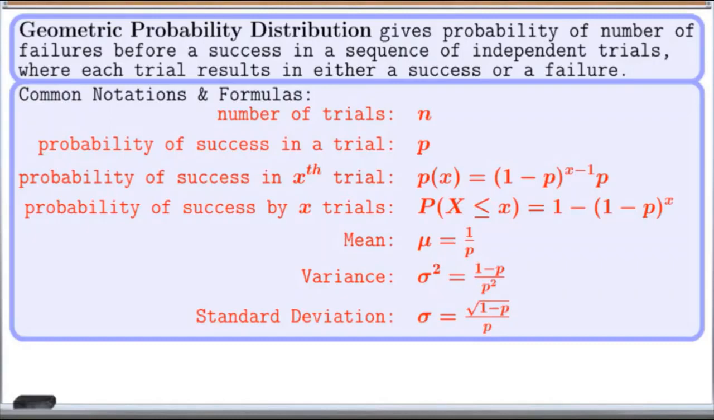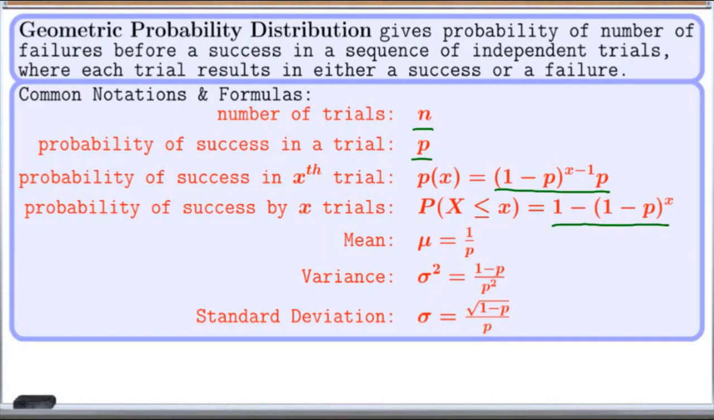Geometric probability distribution gives the probability of the number of failures before a success in a sequence of independent trials, where each trial results in either a success or a failure. These are the common notations and formulas: number of trials N, probability of success in a trial P, probability of success in the xth trial is Px, which is given by this formula. Probability of success by x trials is given by this formula.